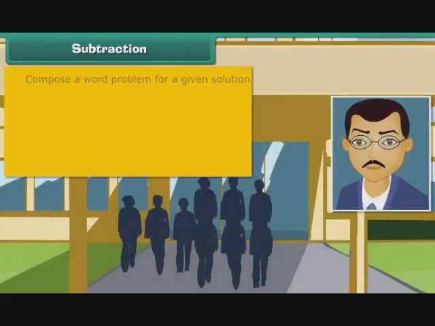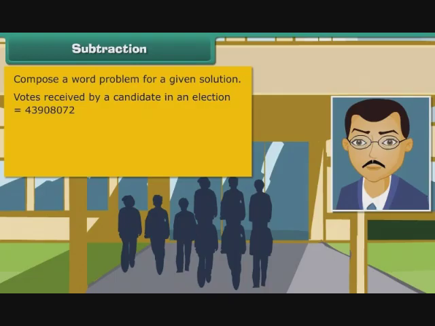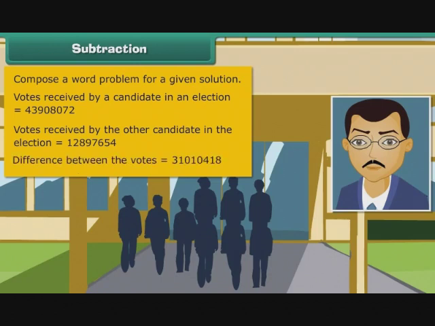Vijay has to repay a balance loan amount of rupees 152951577. Let us now compose a word problem for a given solution. Look at this solution. Votes received by a candidate in an election is equal to 43908072. Votes received by the other candidate is equal to 12897654. Difference between the votes is equal to 31010418.